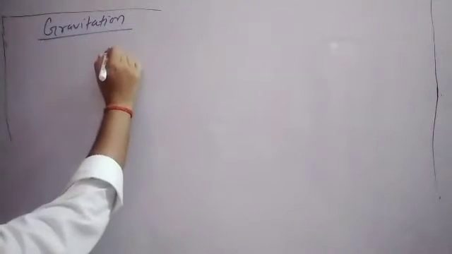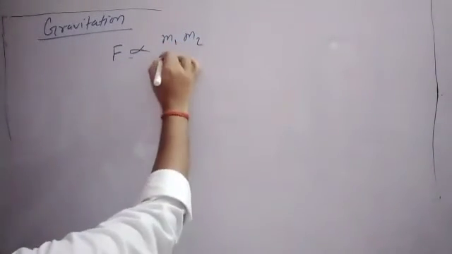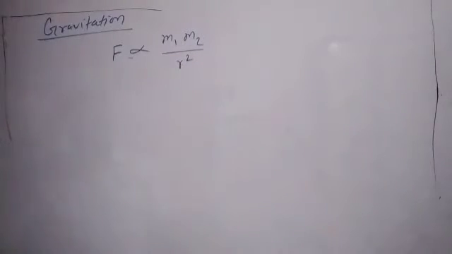So in nature it is found that all objects attract other objects due to their masses. The force of attraction between two objects due to their masses is named gravitation, right? According to Newton's law of gravitation, this force of attraction between any two masses, F, is directly proportional to the product of the masses and inversely proportional to the square of the distance between them.